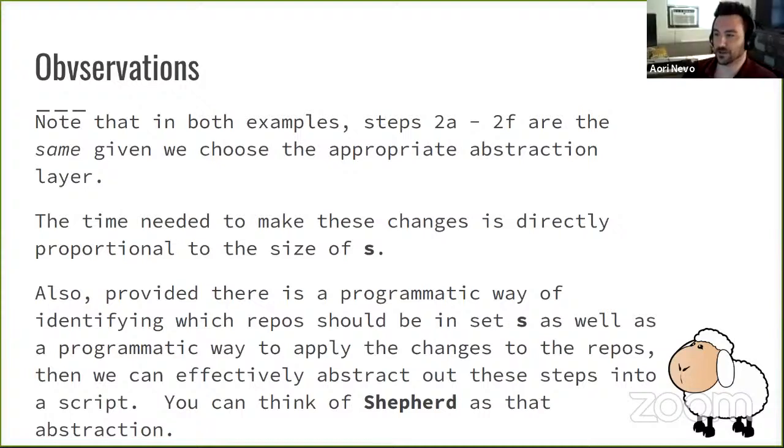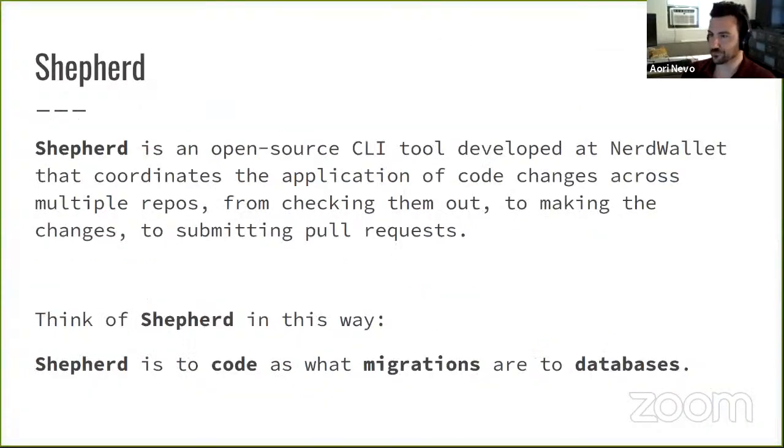Also, we observe that the time needed to make these changes is directly proportional to the size of the task. Lastly, provided that there's some programmatic way of identifying which repos should be in the set S, as well as a programmatic way to apply the changes to the repos, then we can effectively abstract out these steps into some sort of a script. We don't need a human running these things. And you can really think of Shepherd as that abstraction layer.